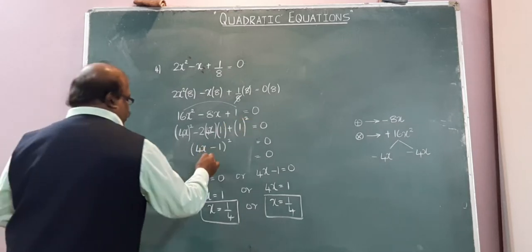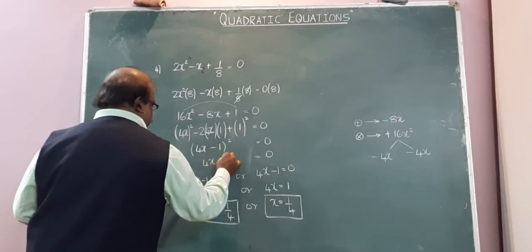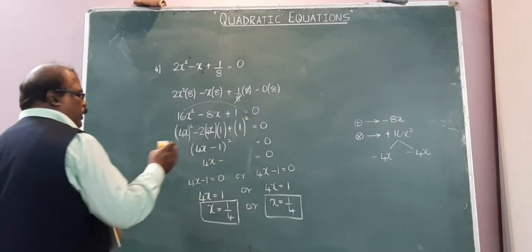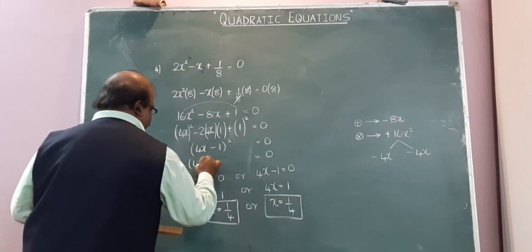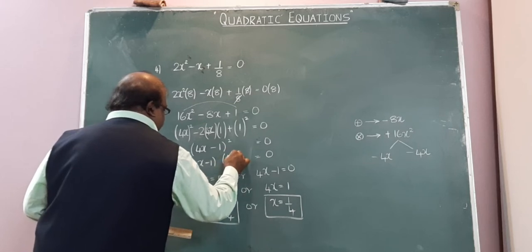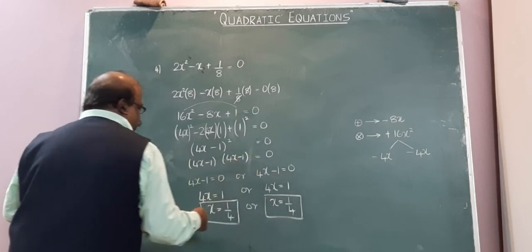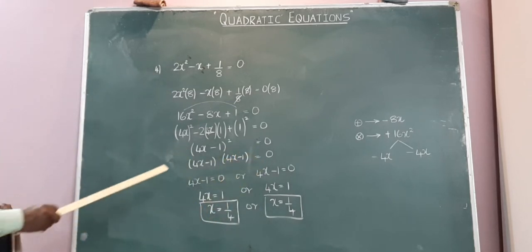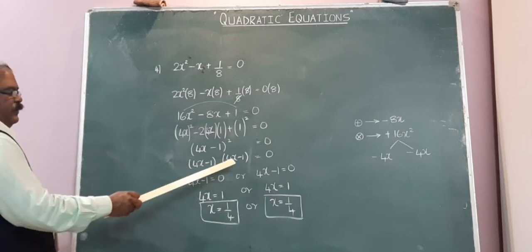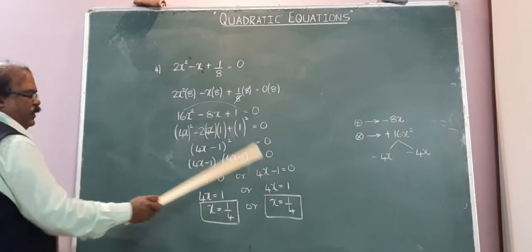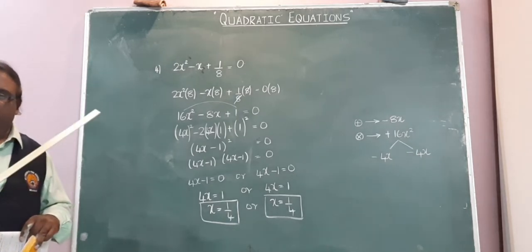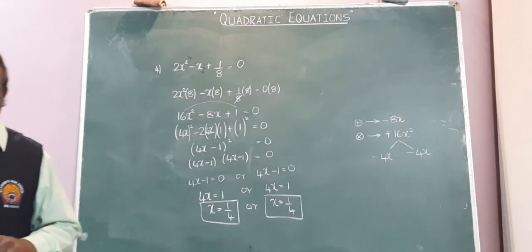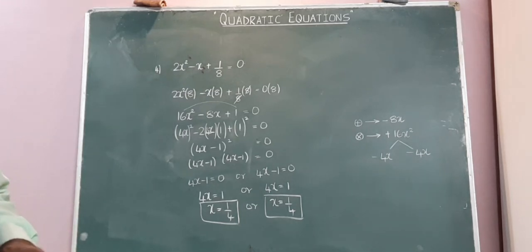Take square roots on both the sides. 4x minus 1 the whole square indicates that this also is 4x minus 1 and 4x minus 1. So equate each of those factors to 0. 4x minus 1 is 0. Once again I will get the same answer. This particular sum was of the form a square minus 2ab plus b square.